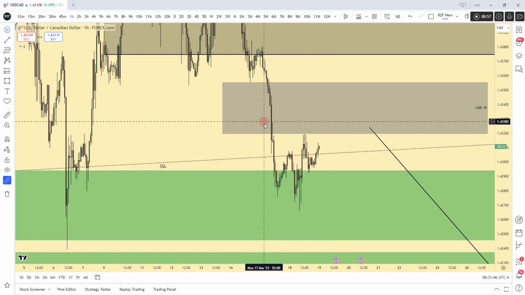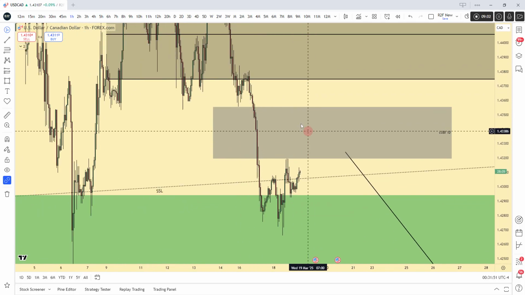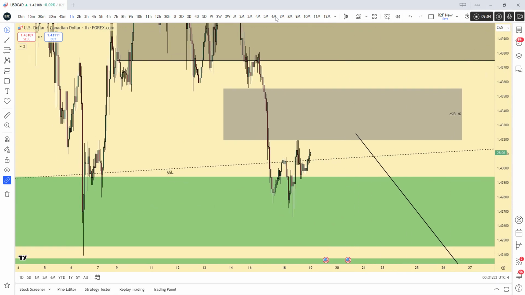Okay, so refined 1-hour gap here, the daily. But we may trade a bit higher. So yeah, see how this goes. Let's see how this goes.